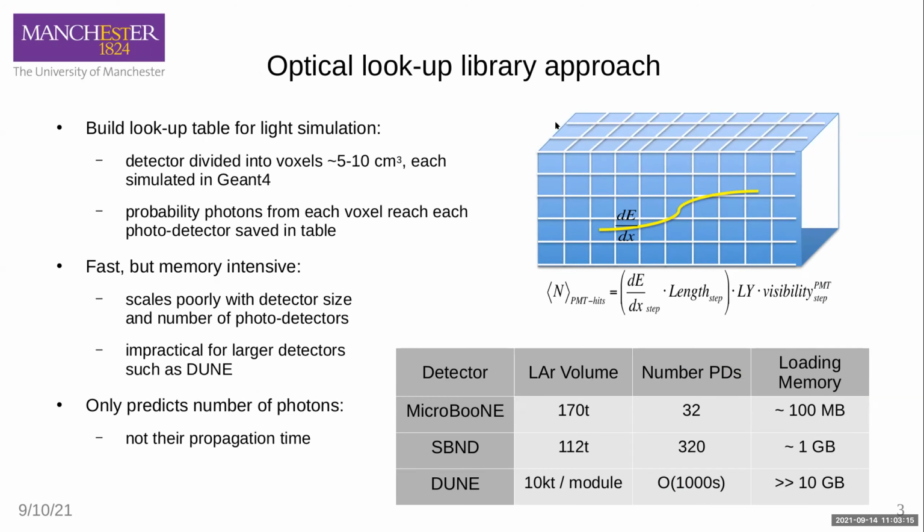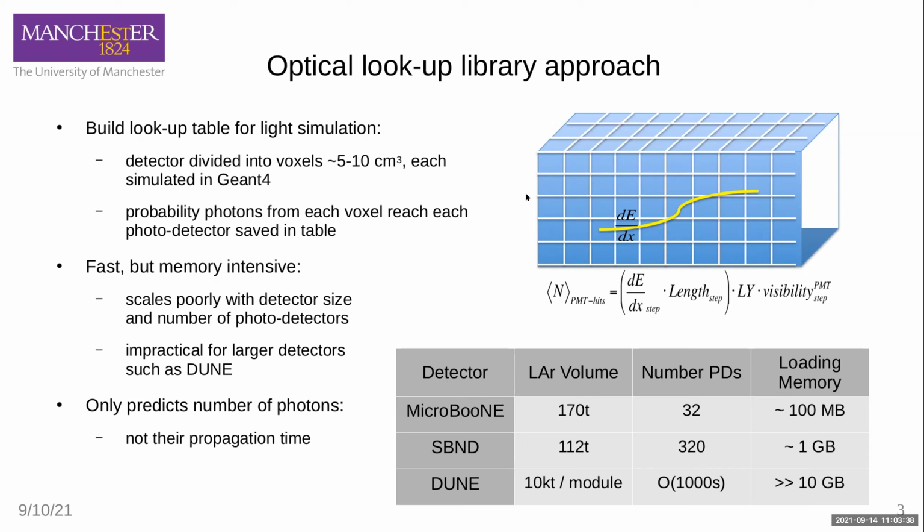These work by dividing a detector into 3D pixels, voxels, around 5 to 10 centimeters cubed in volume. And in each of these voxels, you simulate a large energy deposition in Geant4, and you record the probability that photons from each voxel reach each photodetector in a large table. This table can then be used in place of the Geant4 simulation in your subsequent simulation.